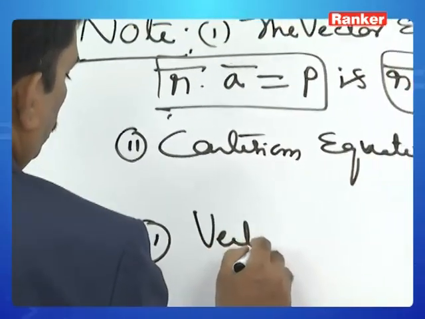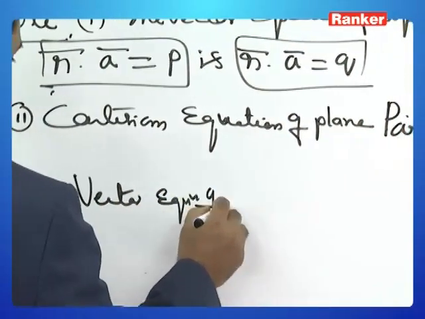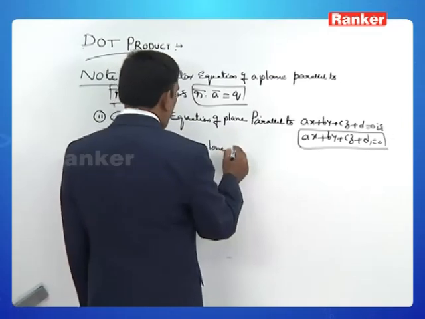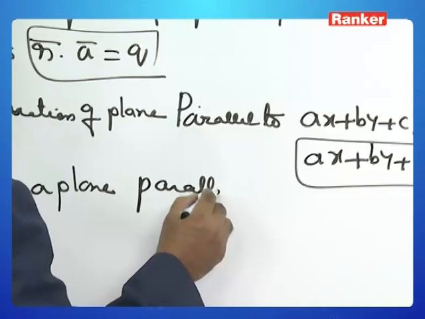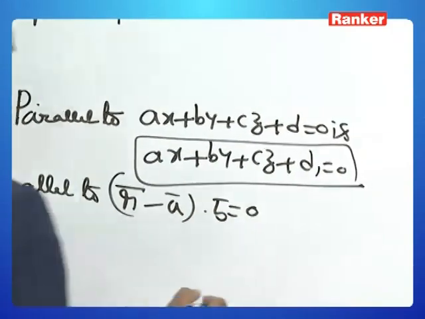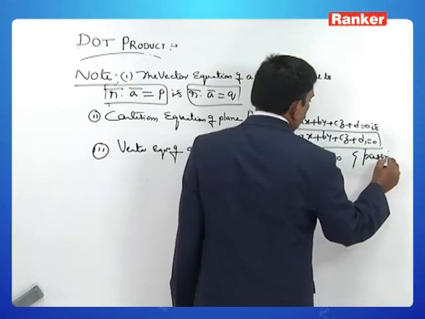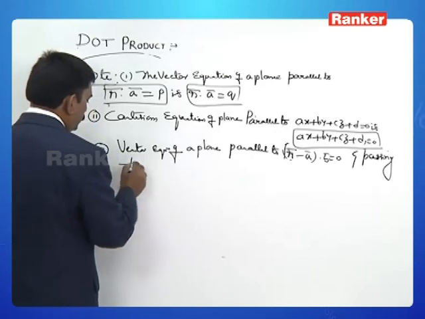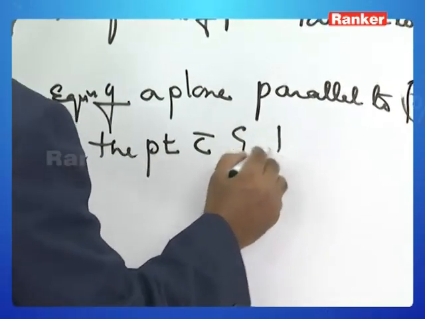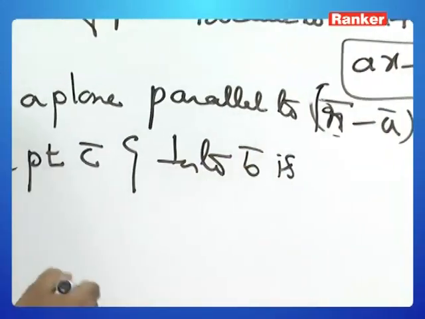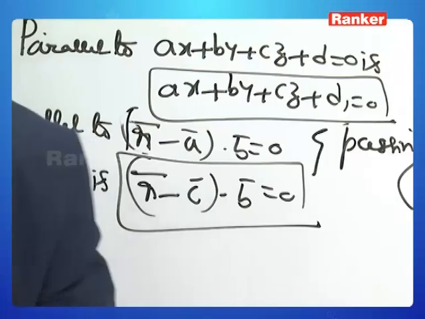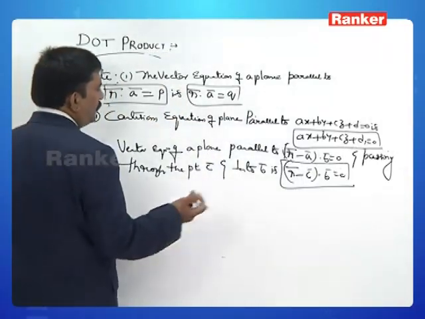Next, the vector equation of a plane parallel to (r bar minus a bar) dot b bar is equal to 0 and passing through the point c bar and perpendicular to b bar is, right. So therefore, similarly, you can go for what? The Cartesian equation of a plane.